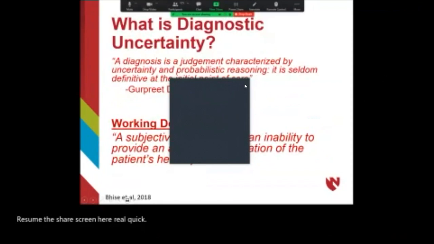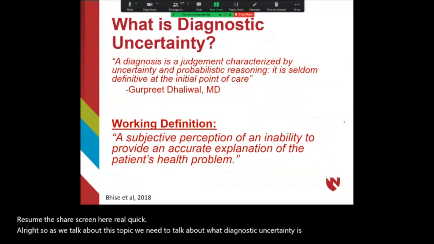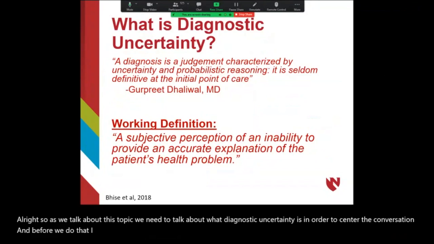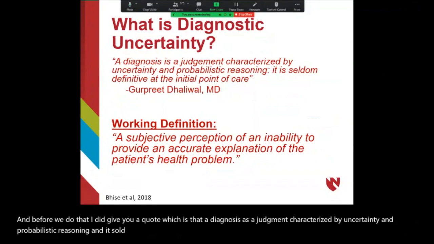All right. So as we talk about this topic, we need to talk about what diagnostic uncertainty is in order to center the conversation. And before we do that, I'd give you a quote, which is that a diagnosis is a judgment characterized by uncertainty and probabilistic reasoning, and it's seldom definitive at the initial point of care. And I think that sets the stage for where this conversation is going to go.